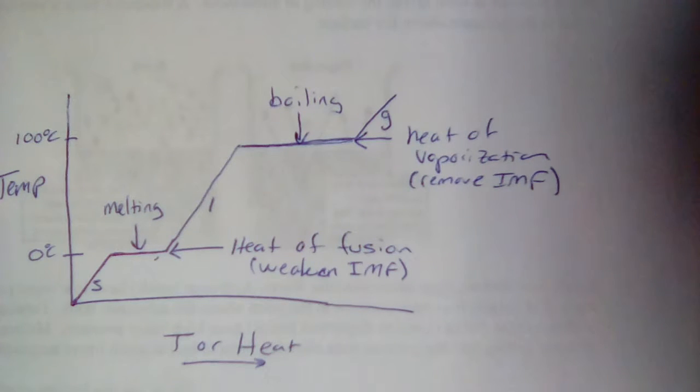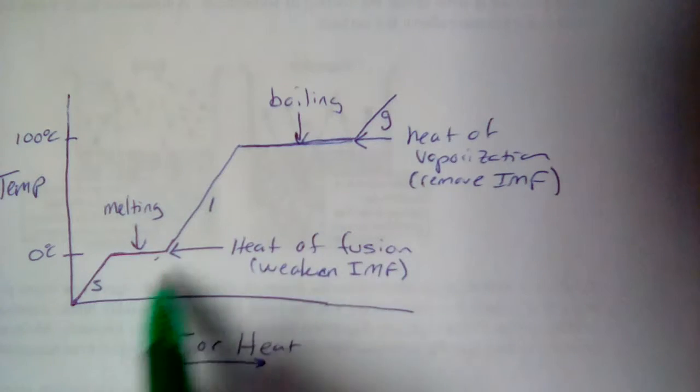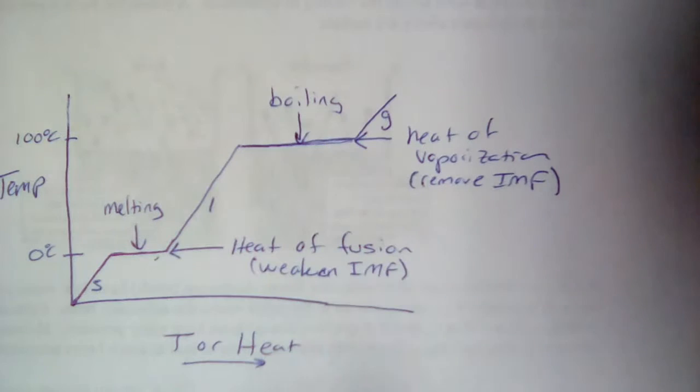Generally speaking, that top plateau line is longer than the bottom one. It takes less energy to weaken those intermolecular forces than it does to remove those intermolecular forces. But again, while those two things are happening, while we are either weakening those intermolecular forces or removing them, the temperature doesn't change. All the energy is going into changing the intermolecular forces in our substance.